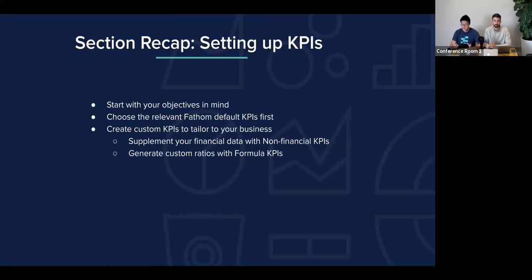The default KPIs are a great place to start. There are a range of financial ratios that are taken from your P&L and your balance sheet. And then after that, you can start creating custom KPIs to fill in those gaps. So create non-financials to bring in external data, like sales or operational metrics, and use formulas to create custom ratios that are specific to your business.